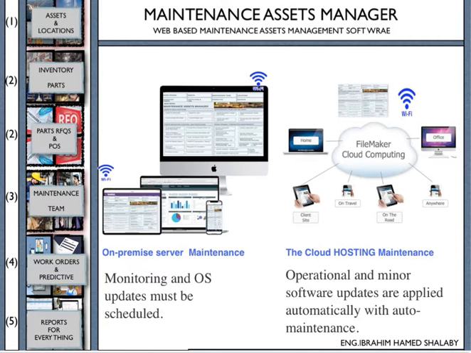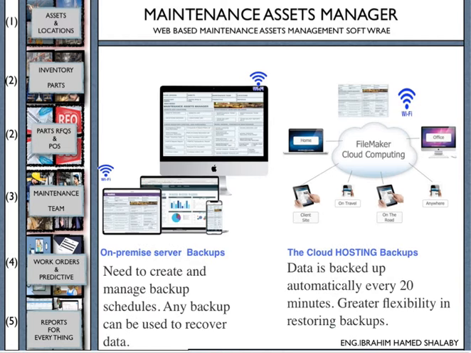Maintenance Assets Manager hosting. Maintenance. On-premise server maintenance: monitoring and OS updates must be scheduled. The cloud hosting maintenance: minor software updates are applied automatically with auto maintenance. Backups. On-premise server backups: you need to create and manage backup schedules. Any backup can be used to recover data. The cloud hosting backups: data is backed up automatically every 20 minutes. Greater flexibility in restoring backups.